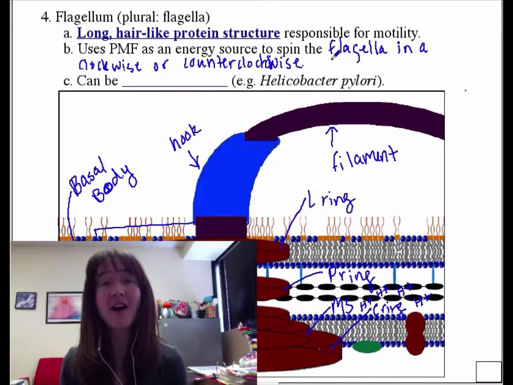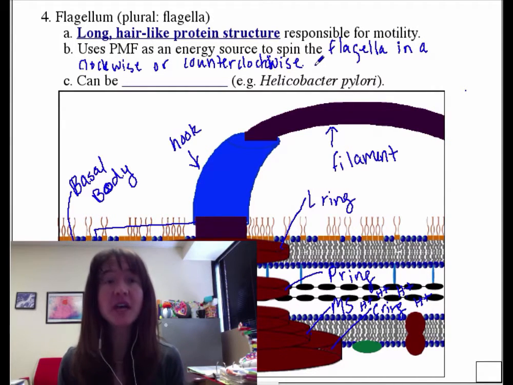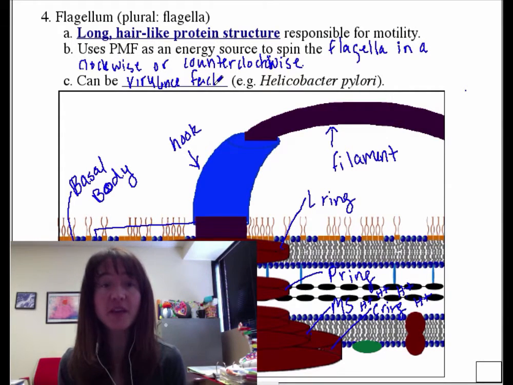So not only are flagella rapidly moving and give rise to incredibly motile bacteria, but also sometimes they can serve as virulence factors. So we might say that they can be virulence factors. That literally means that they can contribute to the ability of a microorganism to cause disease.